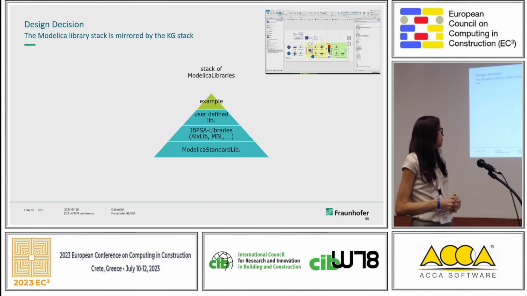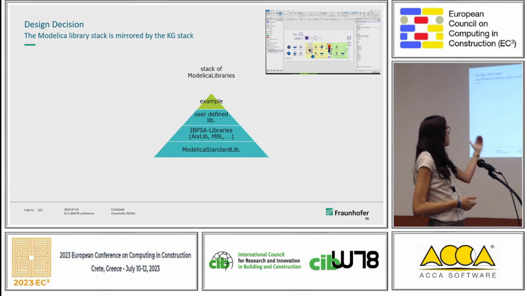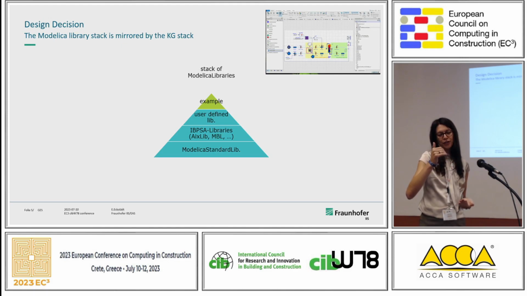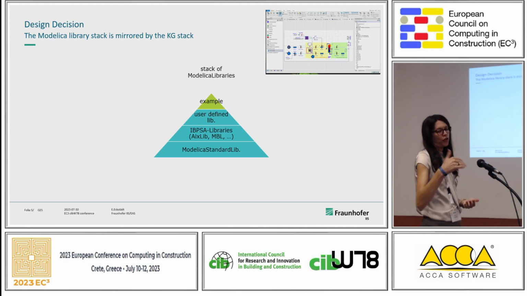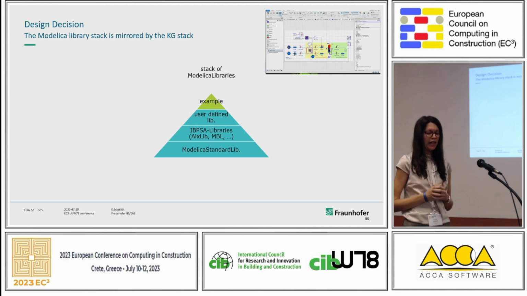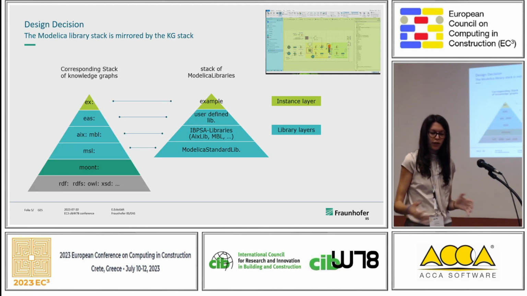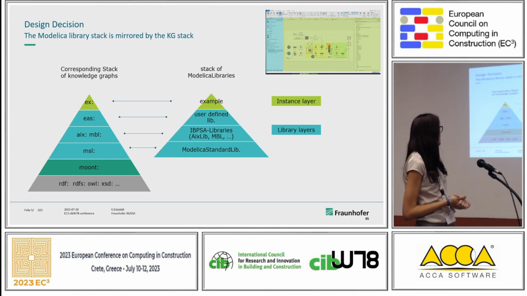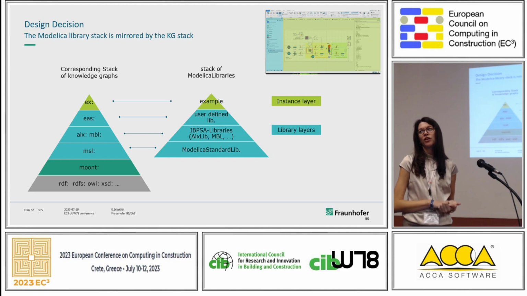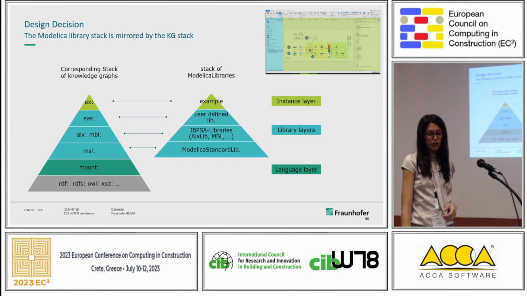As I told you, Modelica models usually consist of components, and these usually come from some library. Therefore, a library stack can be defined, since there is a requirements chain based on a model. The Modelica Standard Library is published by the Modelica Association. It's the most basic level. I decided to represent this library stack also with an equivalent stack of knowledge graphs. The namespace abbreviations are given here on the left-hand side. As you can see, on the knowledge graph side there are more levels than on the Modelica side. We need one more level representing the language. This is where the MoOnt ontology comes into play. And below that, there are the well-known W3C standards.